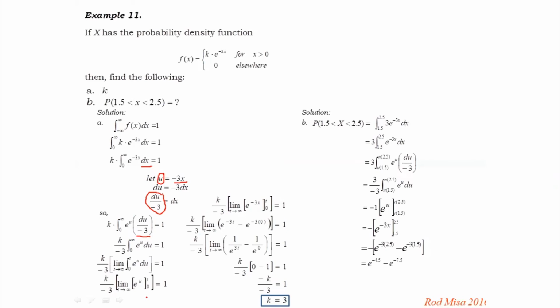So writing first the positive one, we have e to the power negative 4.5 minus e to the power negative 7.5. So making the exponents positive, we get the reciprocal of these expressions. So 1 over e to the power 4.5 minus 1 over e to the power 7.5, we have approximately equal to 0.0106. So this is the probability value of your random variable x from 1.5 to 2.5.